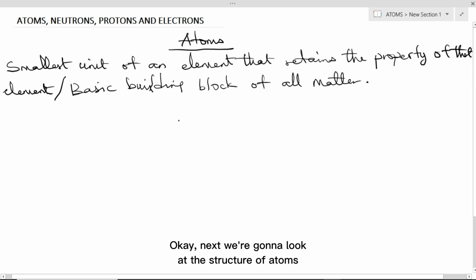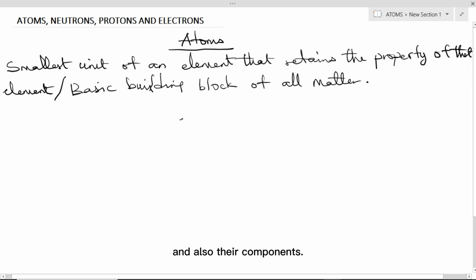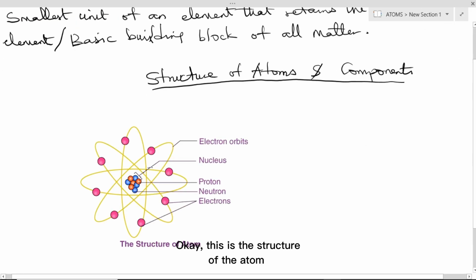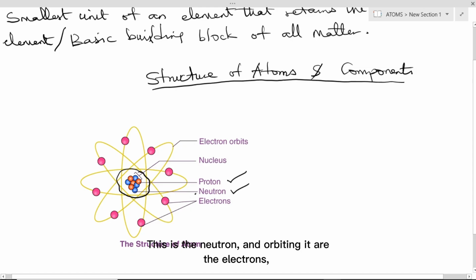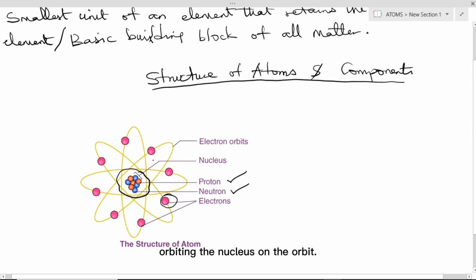Okay, next we're going to look at the structure of atoms and also their components. This is the structure of the atom. Inside it is a nucleus that houses the proton and the neutron. This is the proton. This is the neutron. And orbiting it are the electrons, the red balls. They are orbiting the nucleus on their orbit.